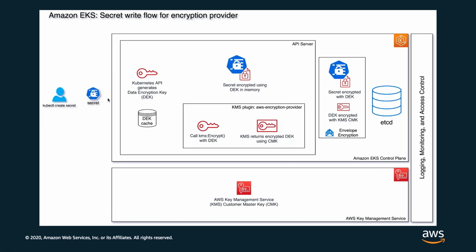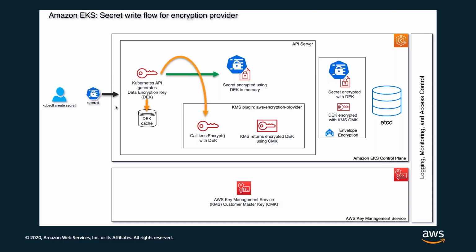So the API server gets a request, and when that write request for the secret comes in, the API server creates a data encryption key and stores it in the DEC cache. Along with that, the secret is encrypted using the data encryption key in memory. Now, since we have a new data encryption key for envelope encryption, it needs to be encrypted using a master key, as we saw in the previous demo.